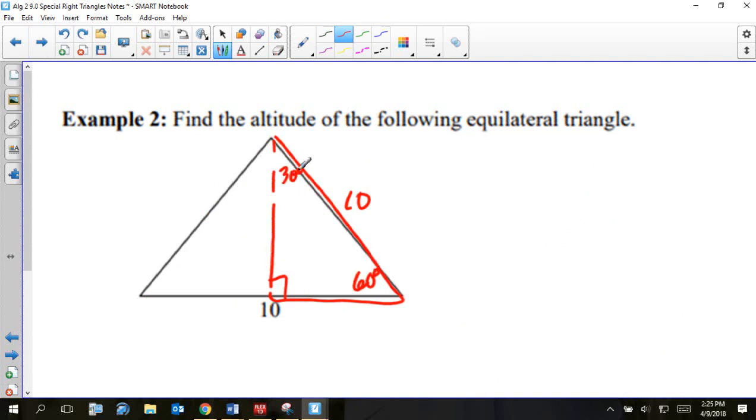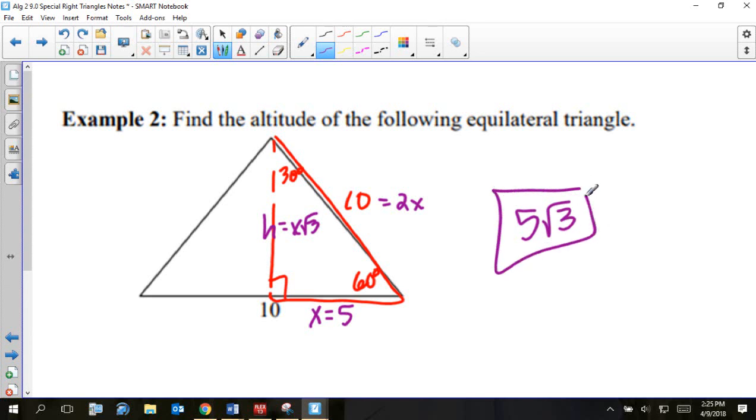So for this one, you're finding the short side, which is down here, and the hypotenuse is 2x, so the short side is 5, which makes the height x square root 3, so 5 square root 3. That's all you have to do.